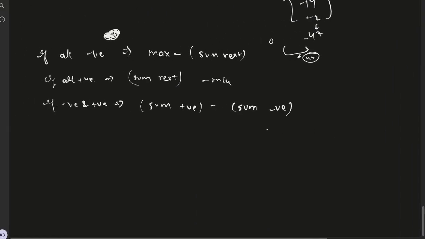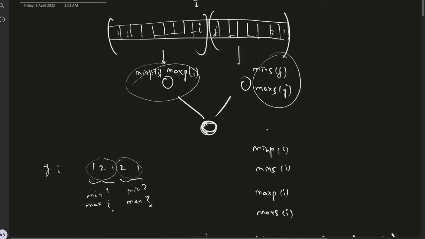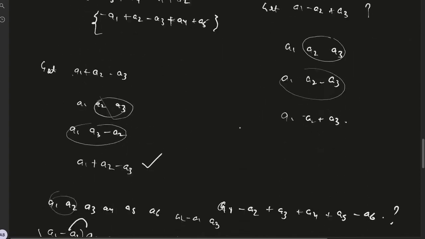The way I started to think about this was, first of all, I tried to formulate a DP where the states were min p, min s, max p, max s. This is not possible actually. This is not the right way to approach this problem.